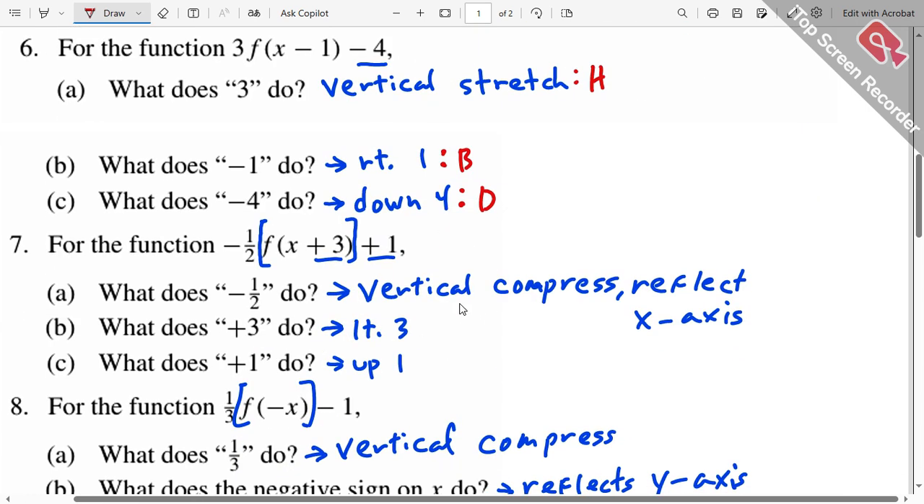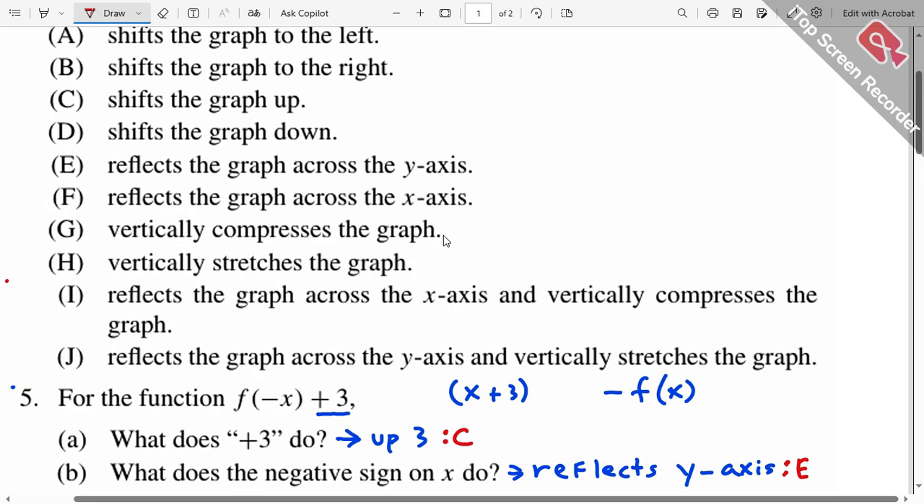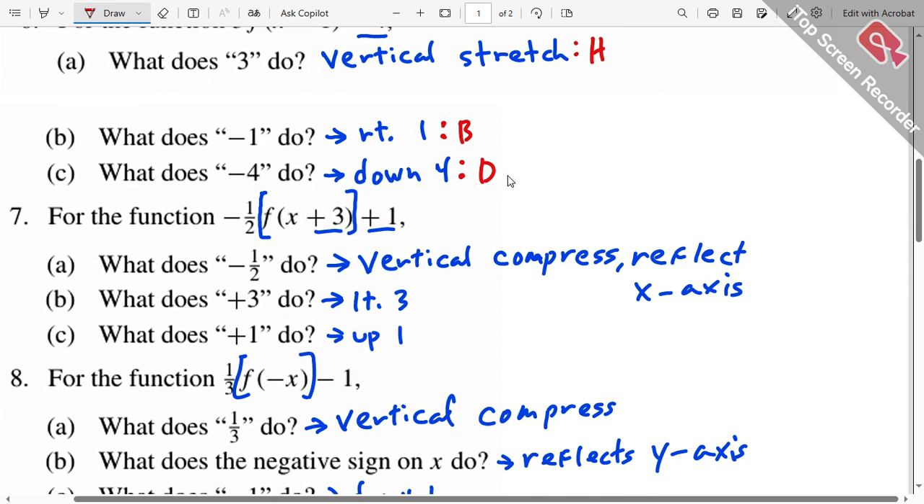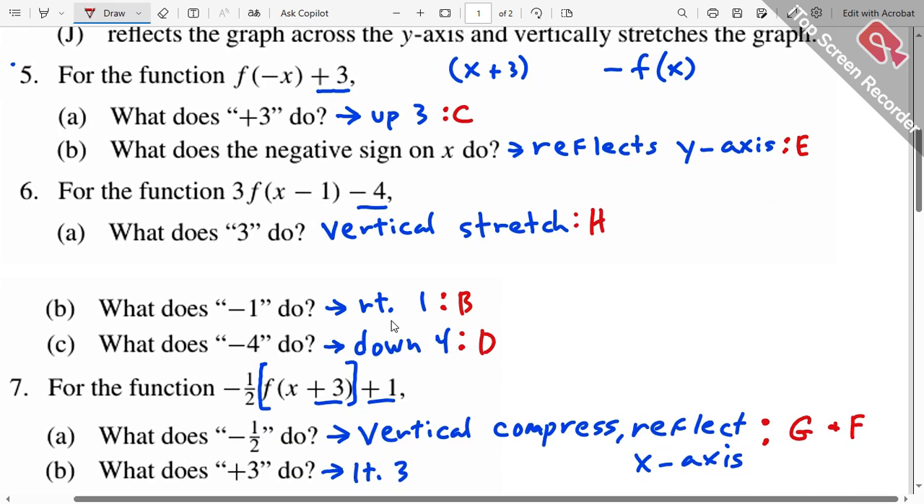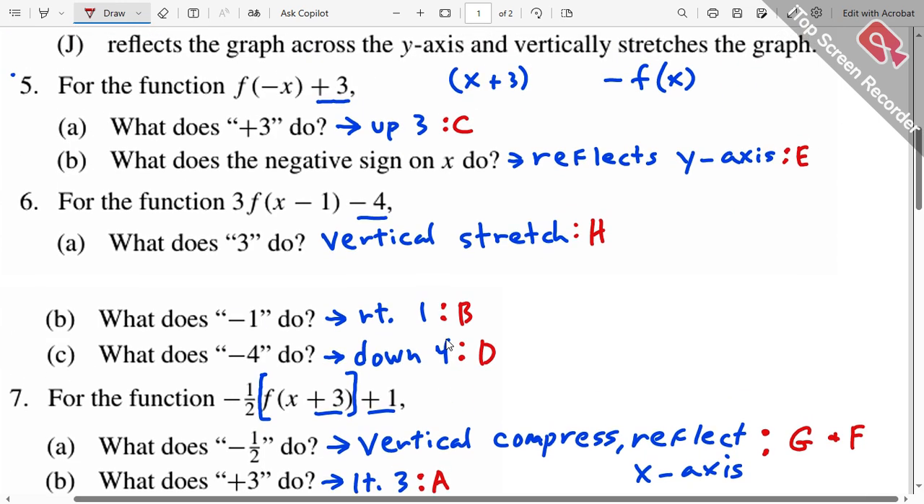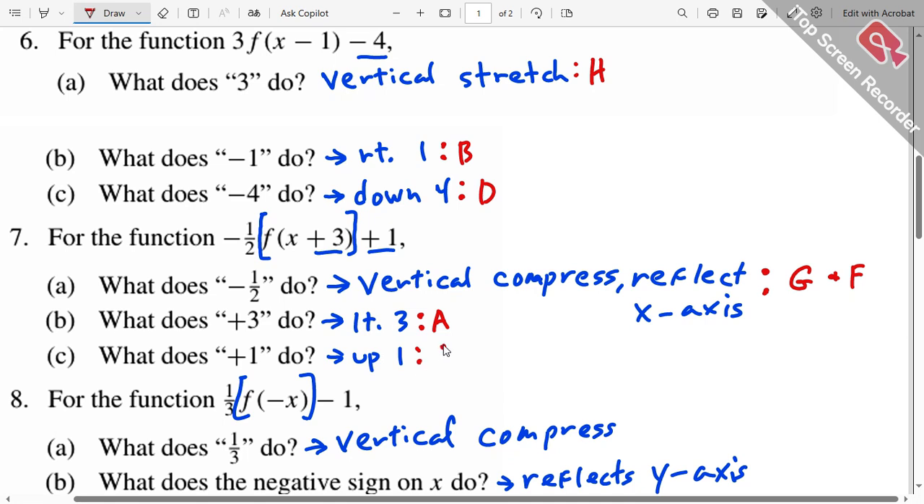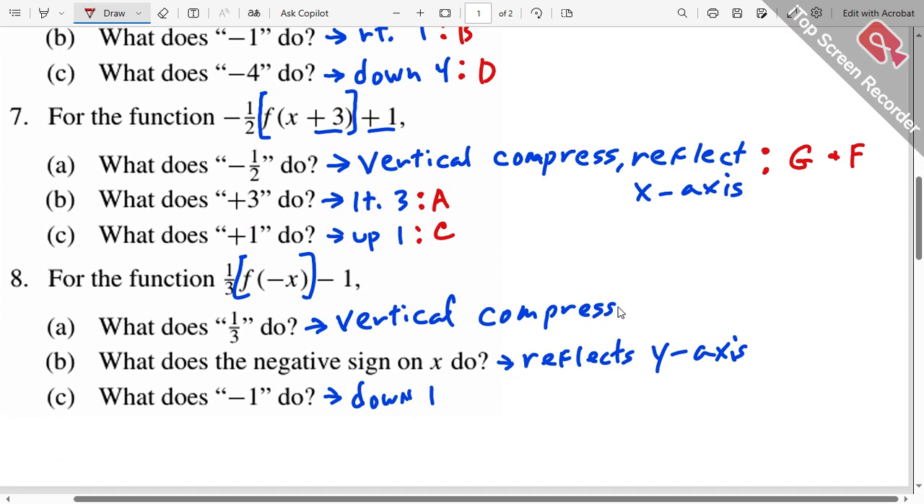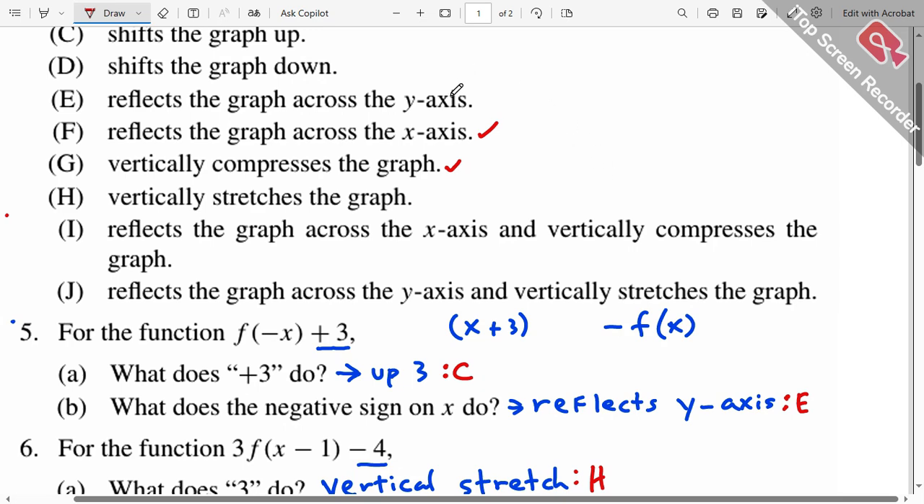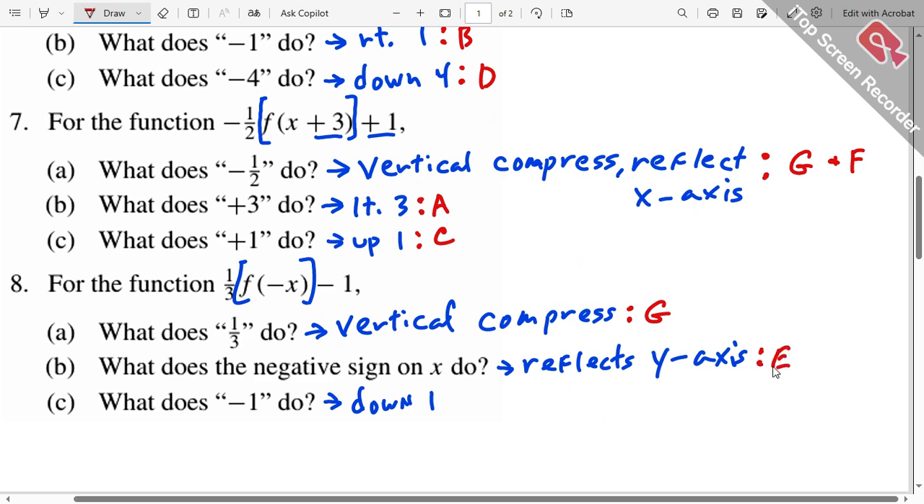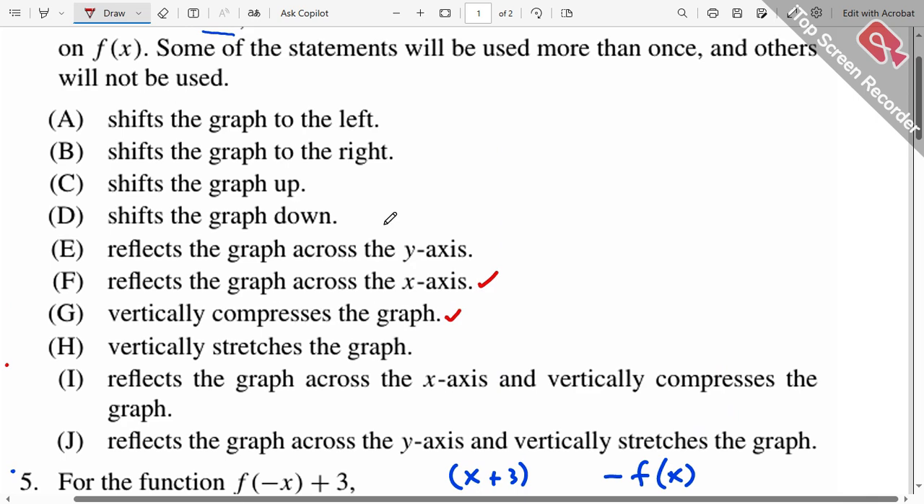All right, for number 7, vertical compress and reflect over the x-axis. So that's going to be G for the vertical compress, and that's going to be F as well. So for part A, it's actually G and F. I don't know if they did both answers. All right, 7B makes it go left. That's answer A. And before, we already said if it goes up, that's answer C. Vertical compress, I think we said answer G. Yes. So for 8A, that's a G. Reflects over the y-axis. That's answer E. And down 1 to shift it down. That is answer D.